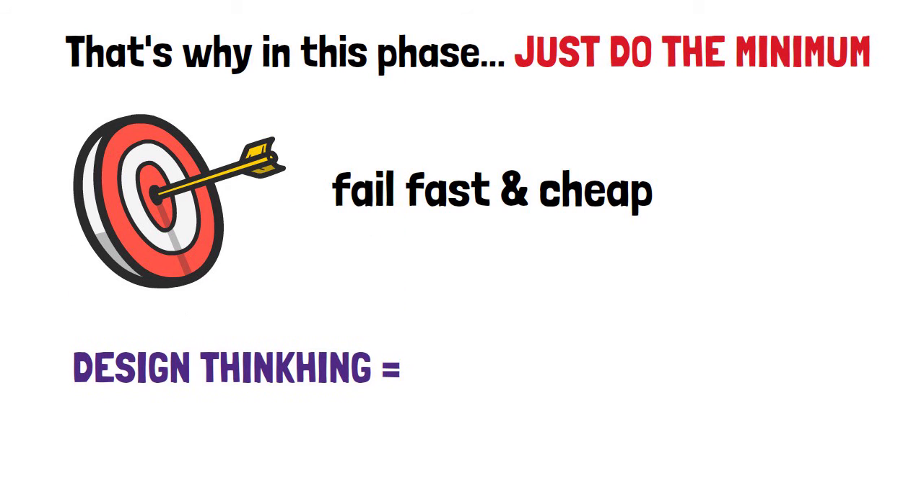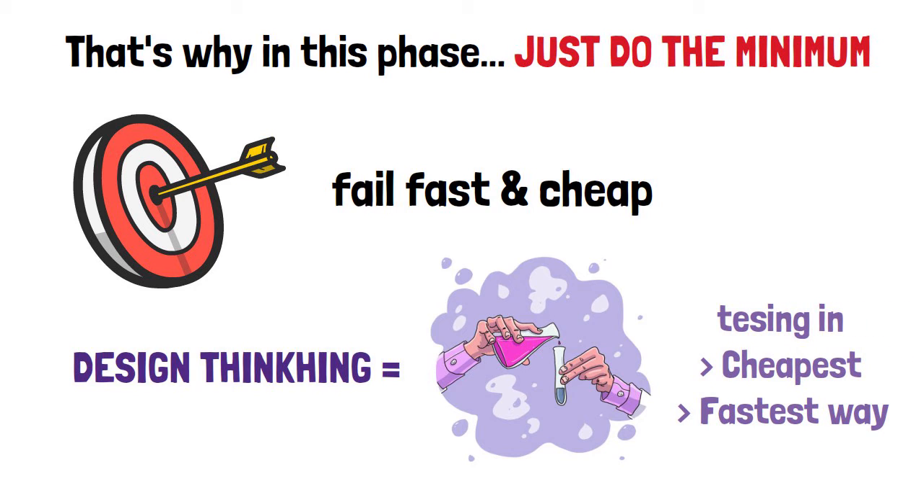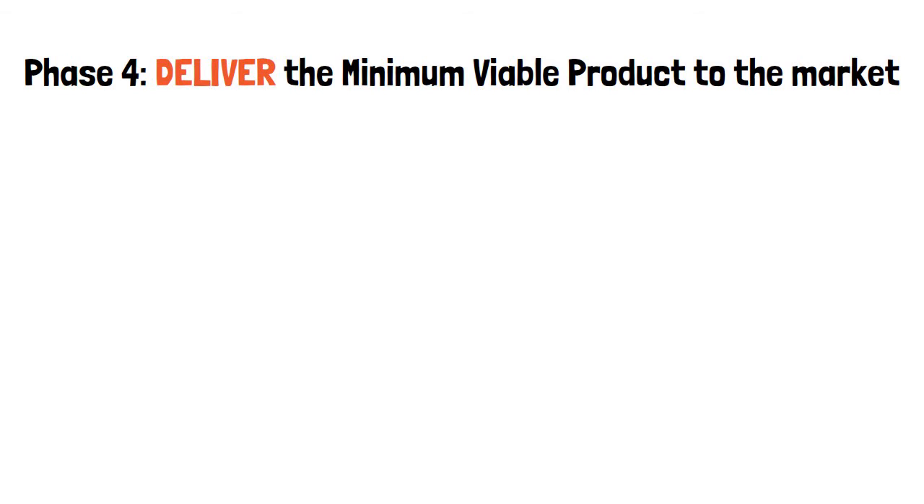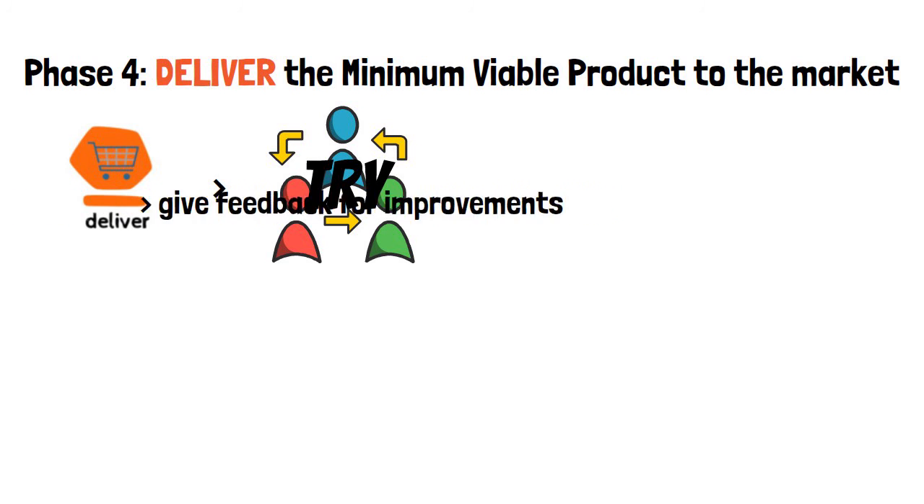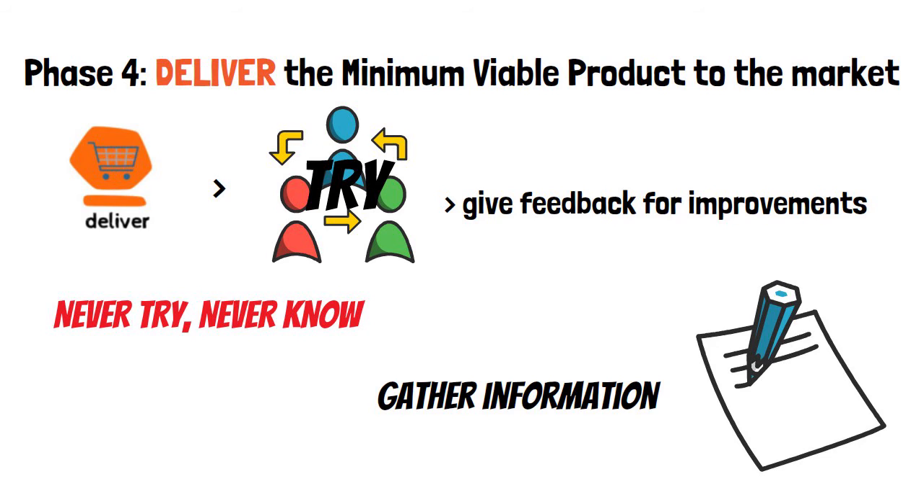Design thinking is about experimenting. Experiment is about testing in the cheapest and the fastest way. Yes, we are in the 4th phase. Deliver the minimum viable product, MVP. Let the users try your MVP, then they can give you feedback on what to change or improve. Never try, never know. Gather the information about the MVP and write it down.